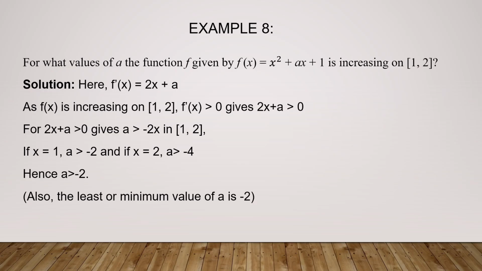So now over here take the extreme points. When you put x is equal to 1, it shows that a is greater than minus 2, and if x is equal to 2, a is greater than minus 4. So when you combine both of them, first of all, if a is greater than minus 2, obviously it will be greater than minus 4. So the minimum value for a is minus 2.